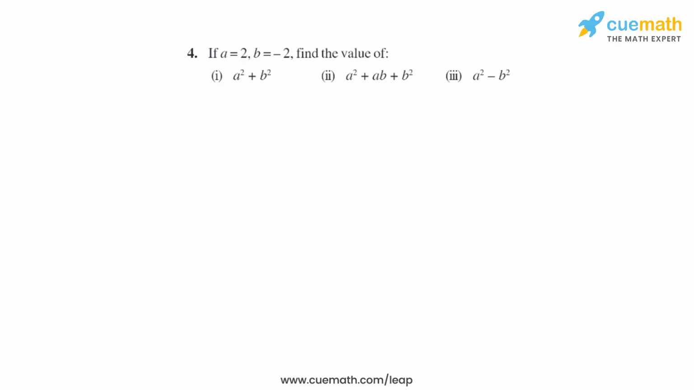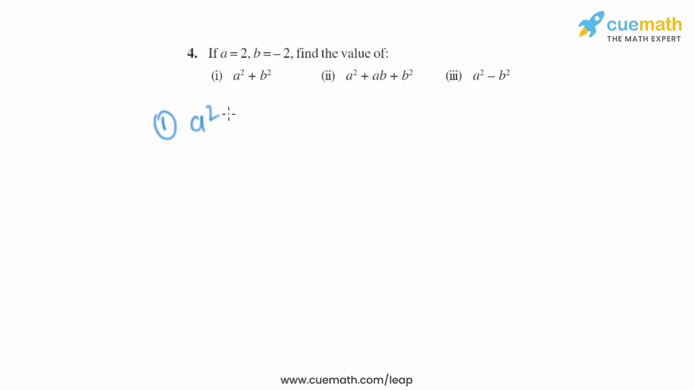Question 4 of this exercise says if a equals 2 and b equals minus 2, find the value of. So basically we'll have to put the value of a and b in the given expression and we have to find the value. Now let's take the first expression that is given.